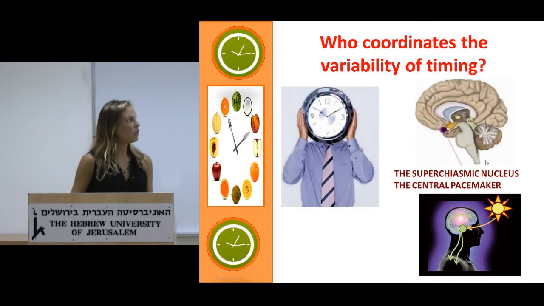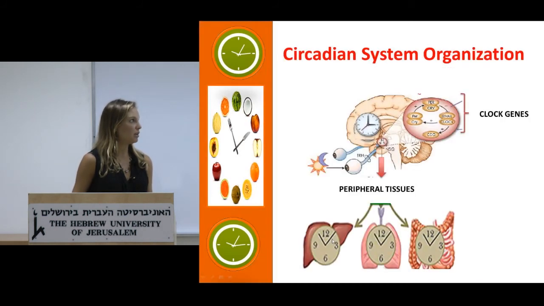Well, who coordinates all the variability of timing? The responsible one is the suprachiasmatic nucleus, which is located in the hypothalamus in the brain. And usually, it's synchronized by light. We're going to see this. For example, light goes through the retina by the retinohypothalamic tract, and it reaches the brain. And then, via the clock genes, this will synchronize the 24-hour cycle.